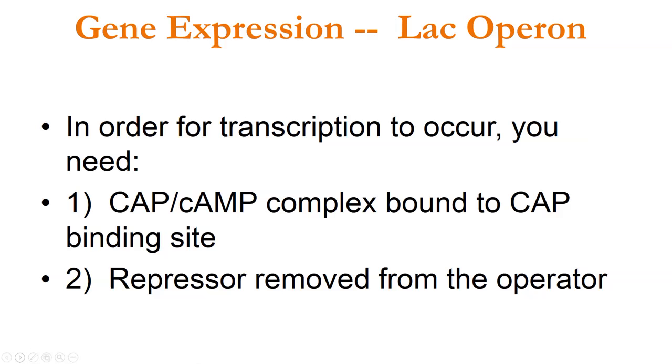So once again, when you're studying this, there's a couple different ways to approach it. You can recognize, from a very basic level, what has to happen? Well, we have to have an absence of glucose and a presence of lactose. Ultimately, how does that affect things? If you have an absence of glucose, this first thing is happening, the CAP-cAMP complex. If you have the presence of lactose, the second thing is happening.